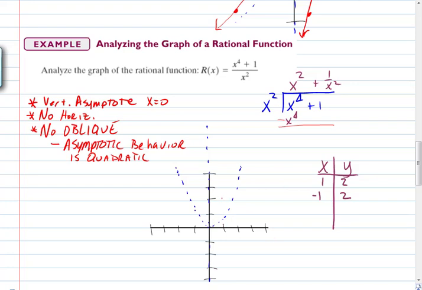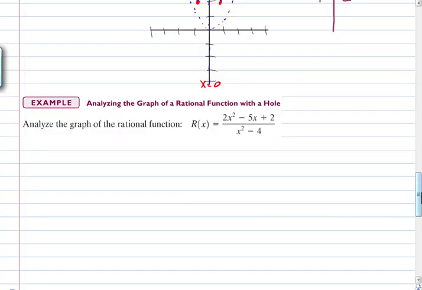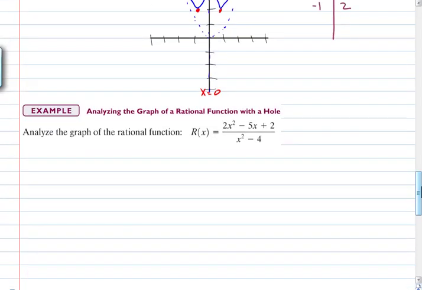If x is 1, we have a point at 2. If x is negative 1, we have a point at 2. Fairly confident that we can sketch our graph in like so. So our graph would look something like this. And this asymptotic behavior right here is at x equals 0 and at y equals x². But we don't call it an oblique unless it's a linear asymptote. And to be more precise, you could sketch more points in. One last example, and then we got to look at an application problem.